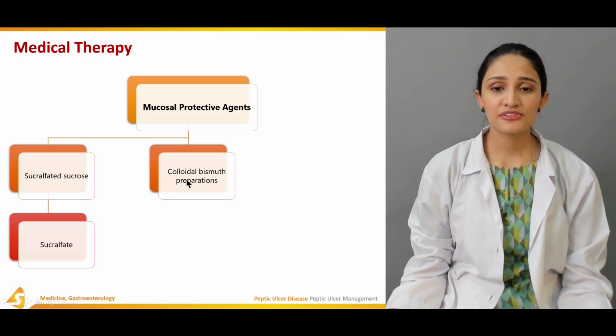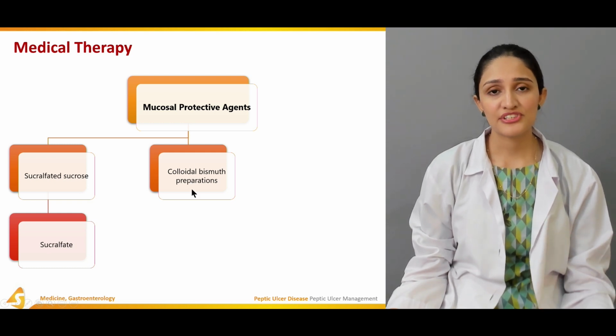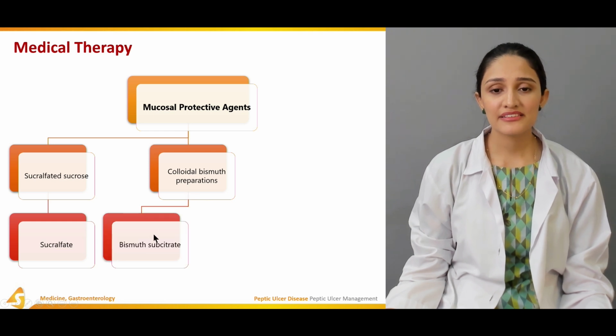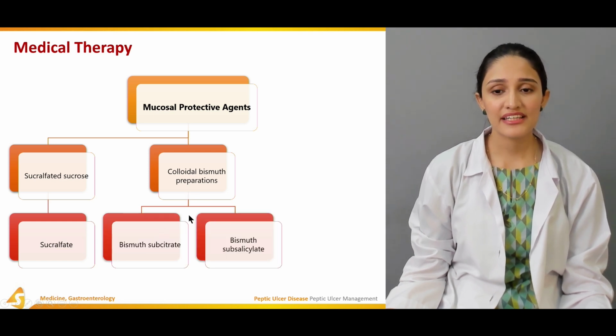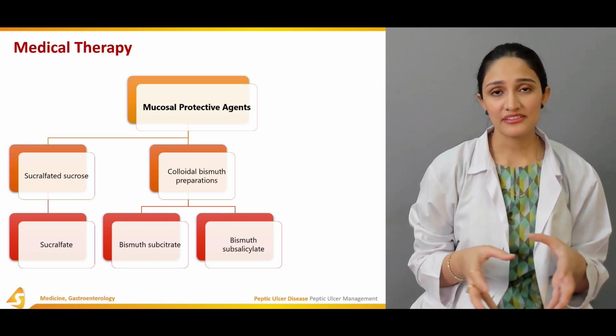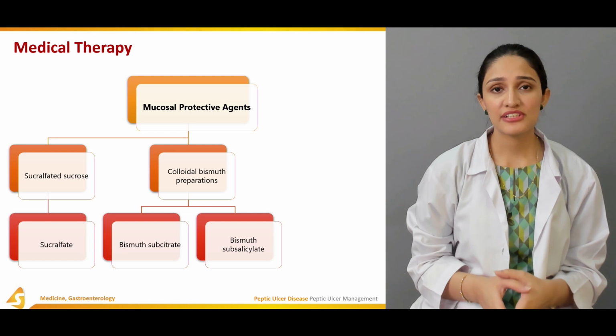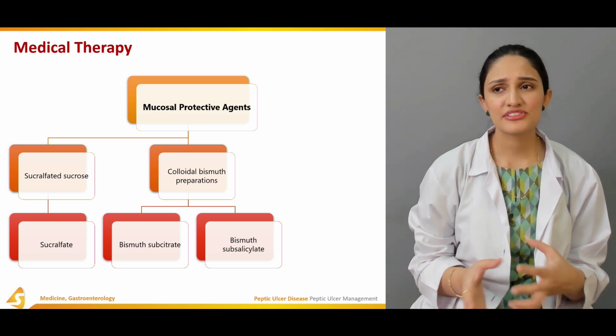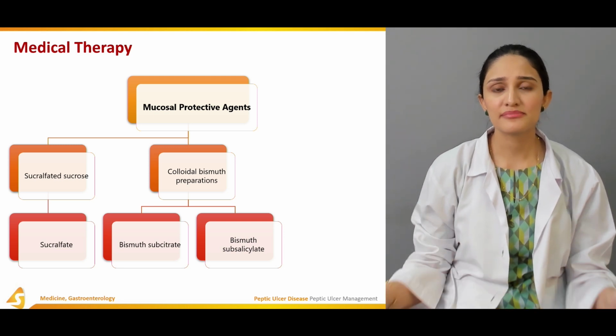The second being the colloid bismuth preparations. There are two types of these bismuth preparations. One being the bismuth subcitrate and the second being the bismuth subsalicylate. So these bismuth preparations are also very useful in the treatment of peptic ulcer disease, and they usually present with side effects such as simple diarrhea.